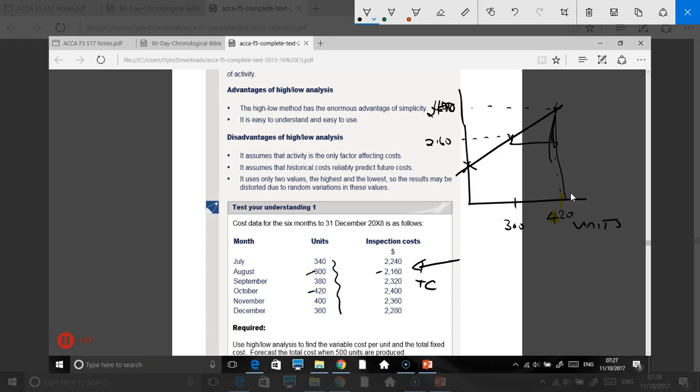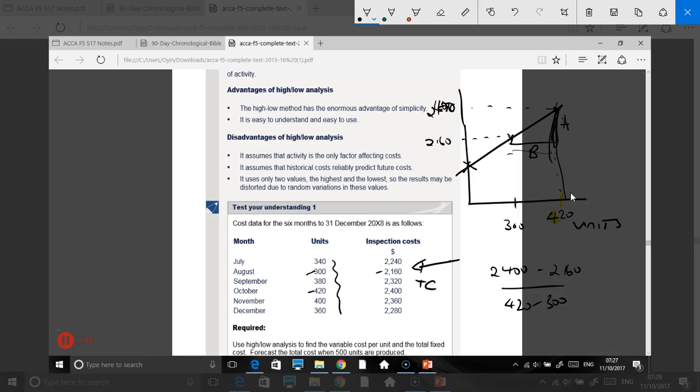I can find the difference here. This A over B will give me my variable cost, and that's what we're really trying to do. The difference between the 400 and the 160, divided by the difference between my units. We did this, I believe, when we were looking at pricing, when we were doing a bit of costing there. So 400 minus 160 divided by 420 minus 300.